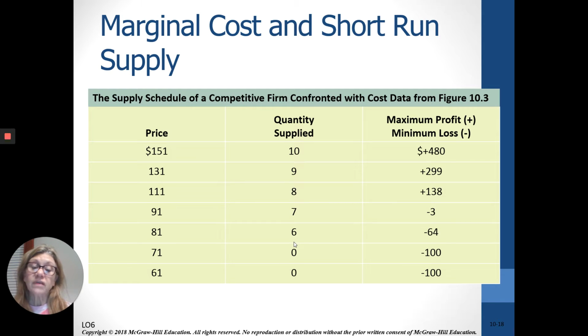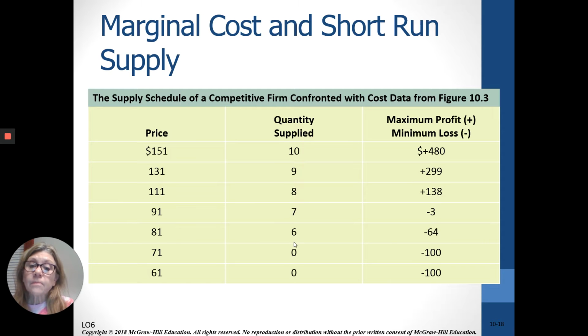We have already figured the quantity supplied if the price was $131, if the price had been $81, and $71, and we had figured the profit or loss at each one of those particular prices. But to round out the supply curve, we need to look at a couple more prices, and these are ones that were not covered previously. So let's take a look at $151.